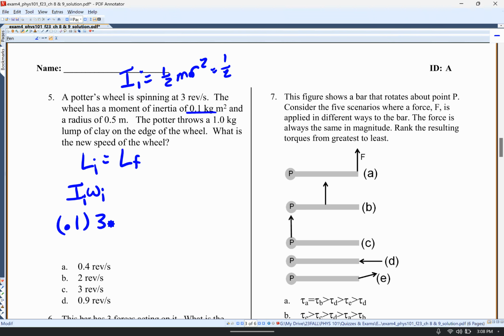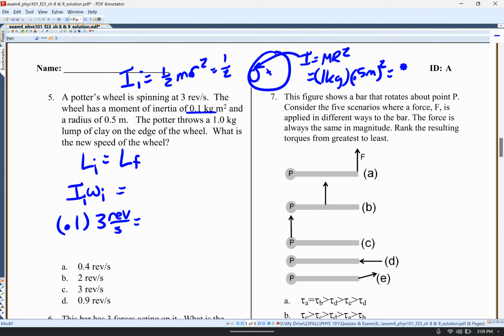And now this is going to equal, draw a picture here, I have this disk, it's sitting around there, and then he throws this lump of clay onto it. And that lump of clay, just the clay itself, has a moment of inertia equal to mr squared. So the adding on is this 1 kilogram at a radius of 0.5 meters squared, that's equal to 0.25. So I've increased my moment of inertia from 0.1 to 0.1 plus 0.25, which is times omega final. And if I solve that for omega final, I get 0.3 over 0.35, which is almost 1.